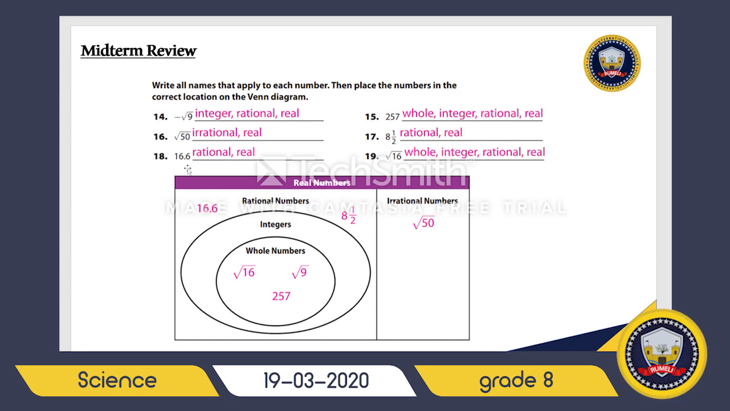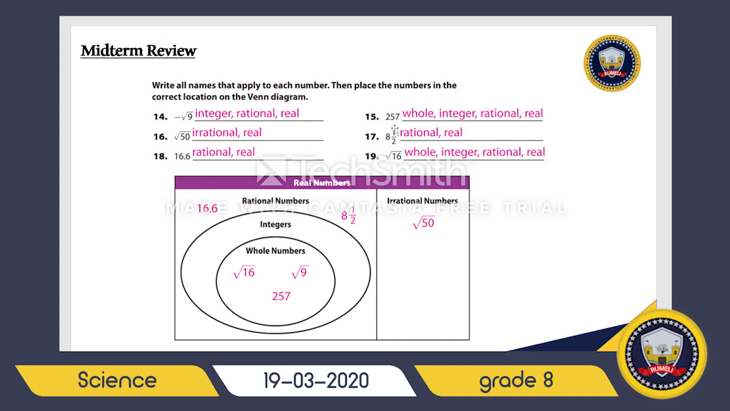16.6, okay, it's very easy. It's a terminating decimal, so it is a rational and real number. If I have a bar here on the top of 6, what do you think? Again, it is rational because it's a repeating decimal, and we can write it as a over b. So it is a rational and real number. 257, what is it? Okay, clear. It is a whole number. It is an integer and rational and real. Every whole number is an integer and rational and real number.